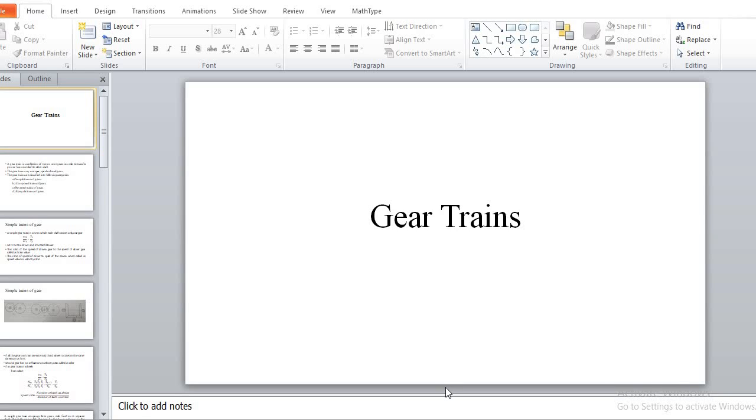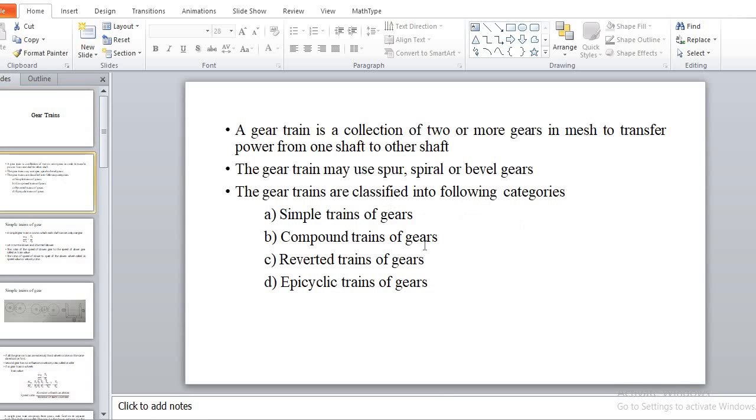This gear train is nothing but a collection of two or more gears. Due to this collection of gears, we transfer power from one shaft to the other. So we can define a gear train as a collection of two or more gears so that we can transmit power from one shaft to another shaft.